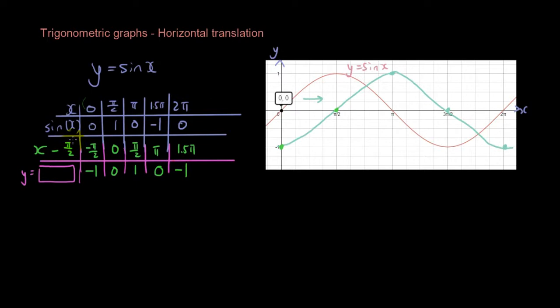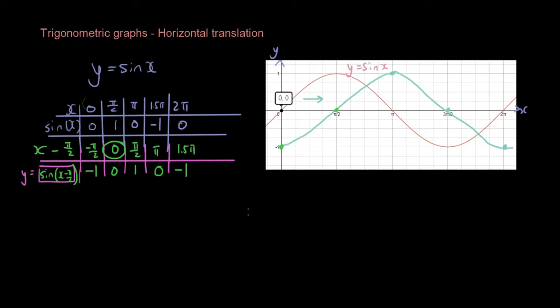So if we subtract pi over 2 from our x value first, and then put it in the sine function, so y equals sine of x minus pi over 2, then when the input is 0, sine of 0 will be 0. When the input is pi over 2, sine of pi over 2 will be 1. When the input is pi, sine of pi will be 0. So this is how we arrive at our new function.